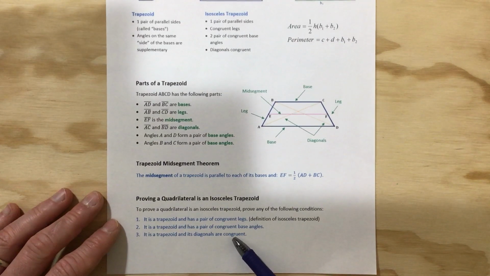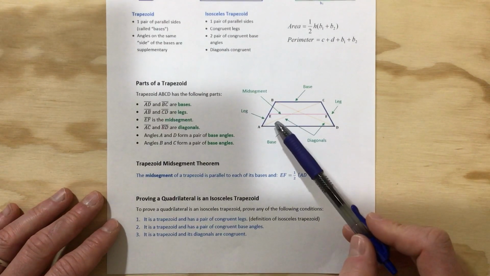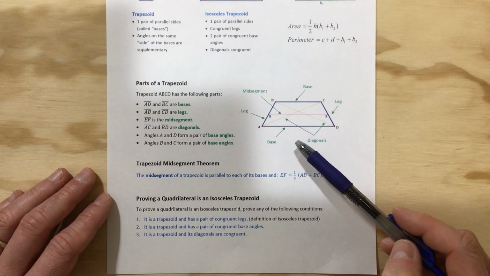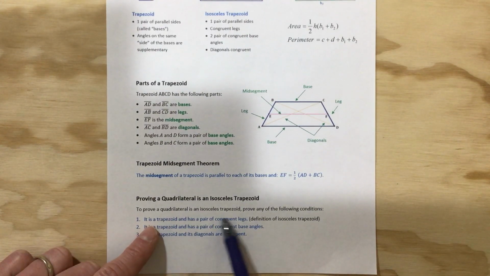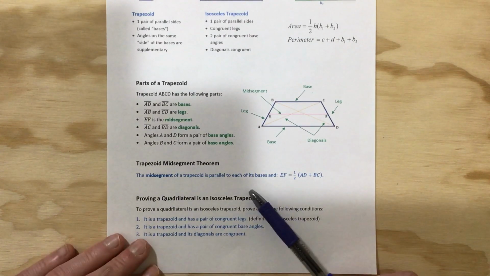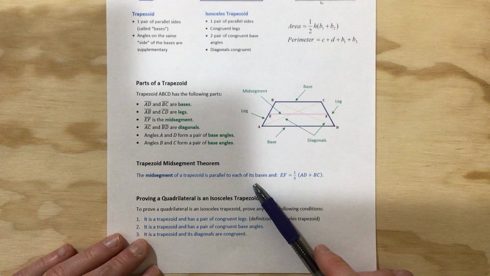Or you can show me that the diagonals are congruent, because that will force the base angles to be the same, and as well the legs to be the same. Again, number one by far is the most popular. Show me it's a trapezoid and show me it's got congruent legs, then you know it's an isosceles trapezoid.